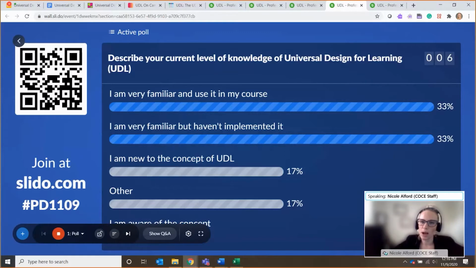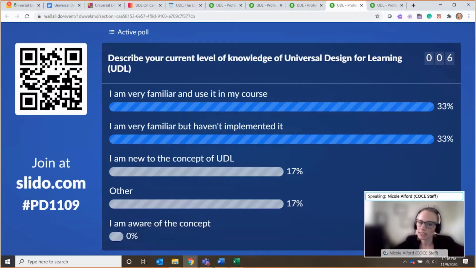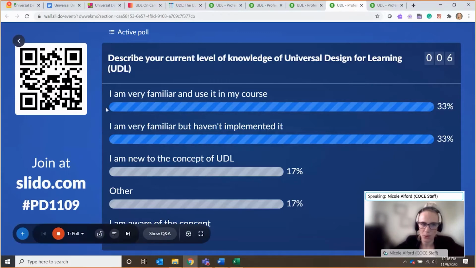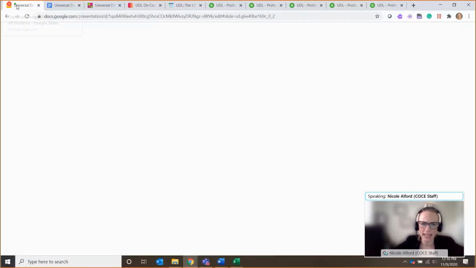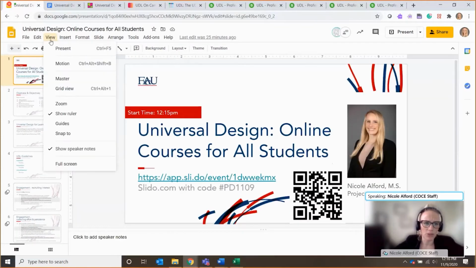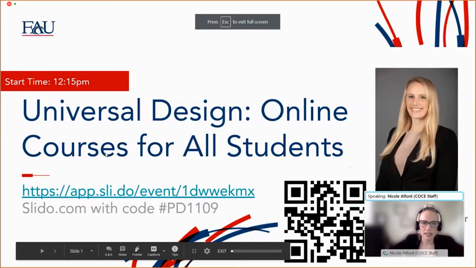Excellent. So I'm going to adjust my presentation just slightly today, because I do go over some of the main UDL guidelines in the first part of the presentation. I'm going to go a little bit faster through those, but I will make sure to pause and ask for any questions as I go through them. So I'm going to hop back into my presentation so that we can get started.